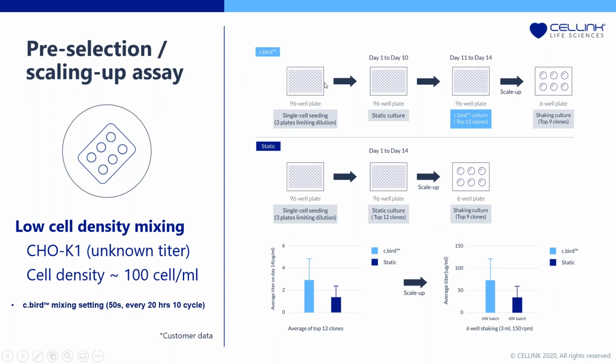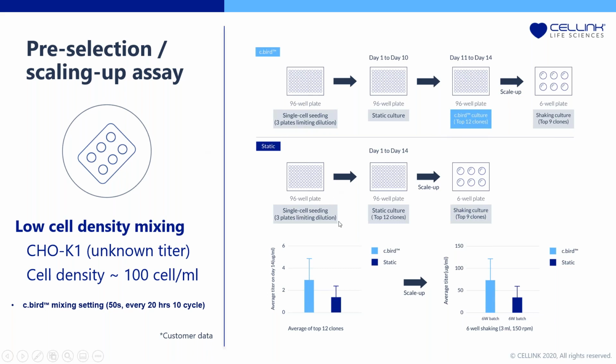For the SIBR group, day 1 to day 10 remained steady culture, because the customer wanted to take pictures of the single cell clone, which is required by the FDA. From day 11 to day 14, we started using SIBR mixing. Actually, it's a periodic mixing. In this case, the customer only mixed every 20 hours for 10 cycles, because for their cell line, the doubling time is around 20 hours. Then they picked the top 12 clones and measured the titer.